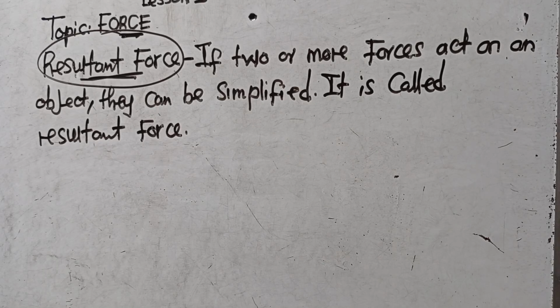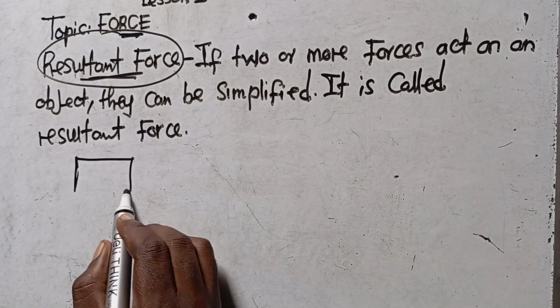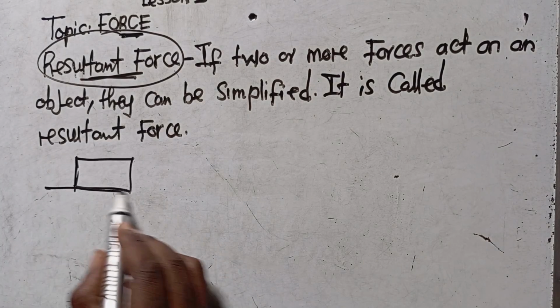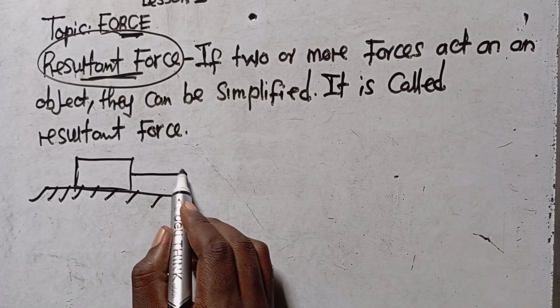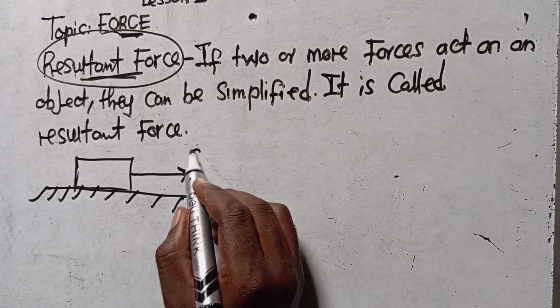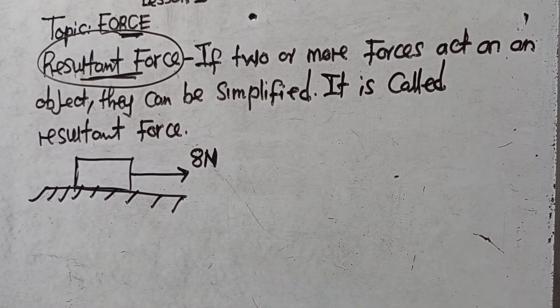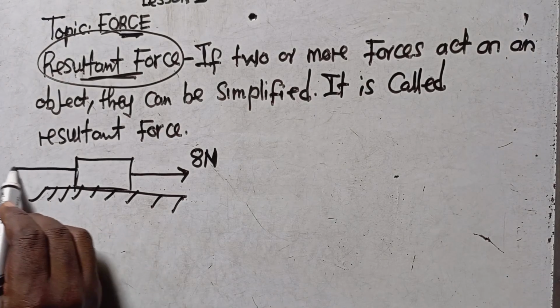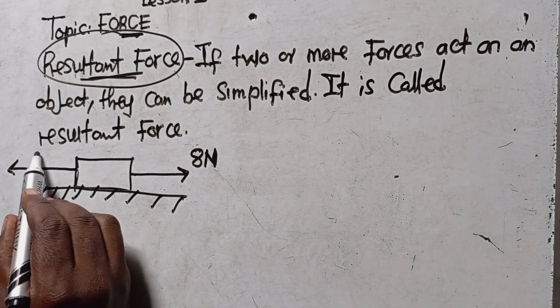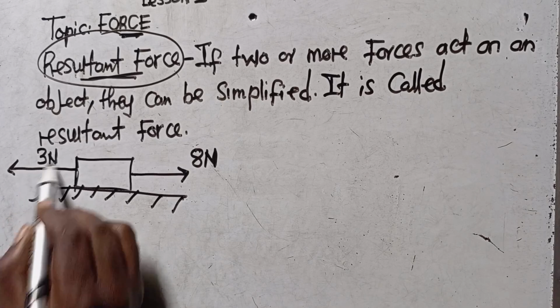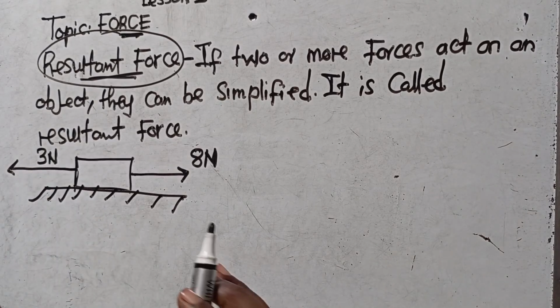So we are calling it what? Resultant force. And for us to calculate the resultant force, for example, you've got this object on a surface. We've got a force that is pushing this thing this side. Let's just say 8 newtons. We also have another force that is going the other side. Let me say this is 3 newtons. So we've got two forces going in the opposite direction.